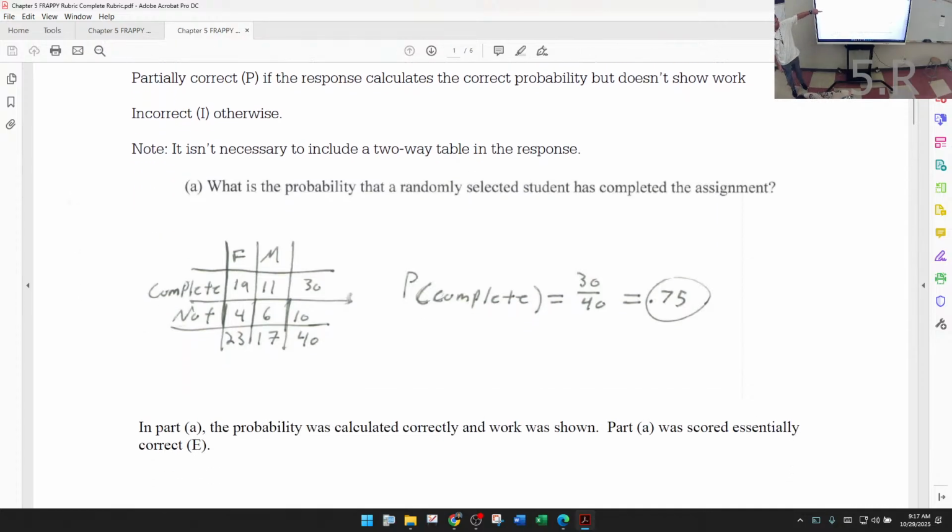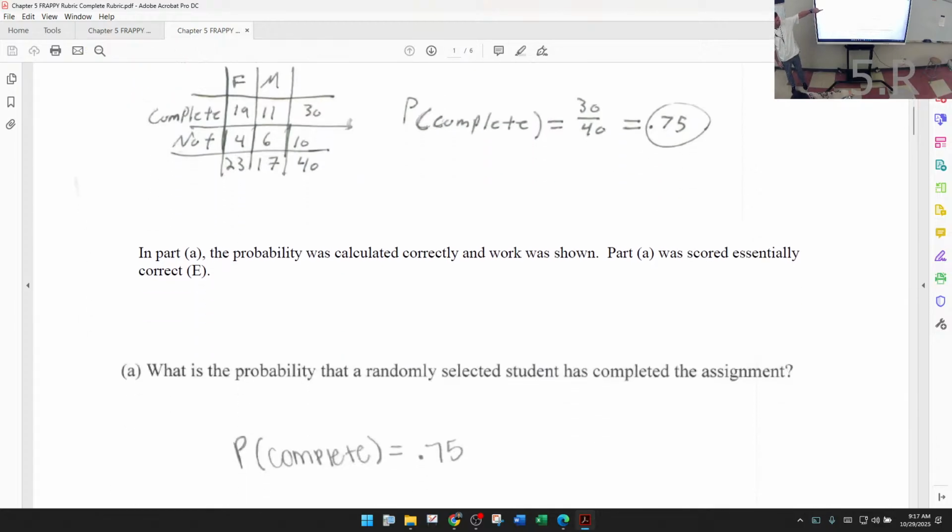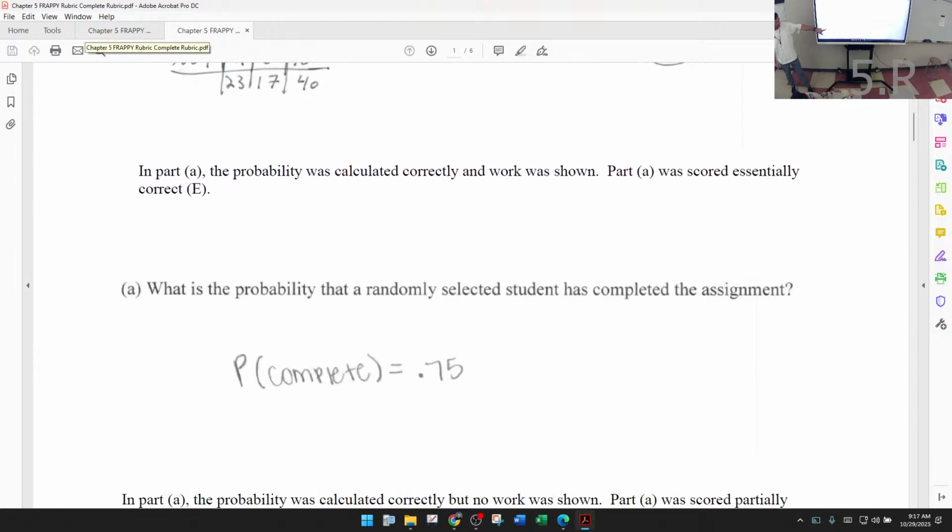Here's this student here. They made a two-way table. They put the probability of complete is equal to 30 out of 40, and then they put 0.75. That's great. That's an E. This student here said the probability of complete, 0.75. They got a P. They actually got the right answer. If you got work and the wrong answer, it's an I. You have to have the right answer at least.